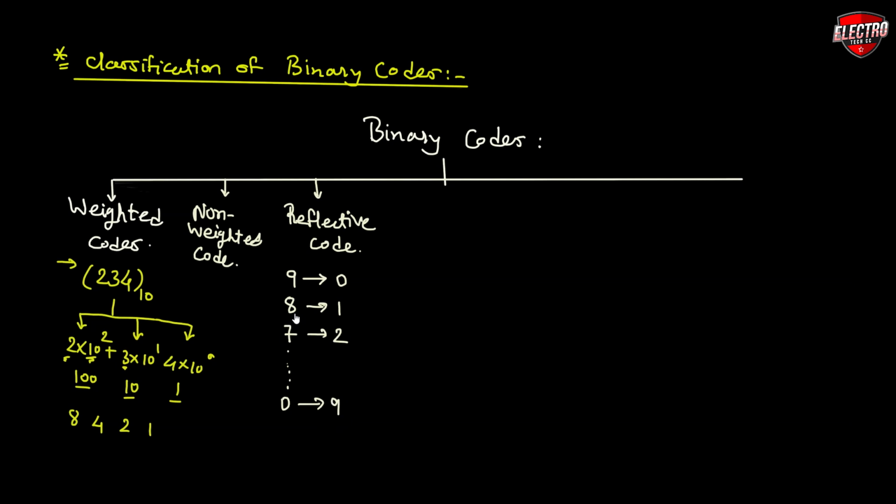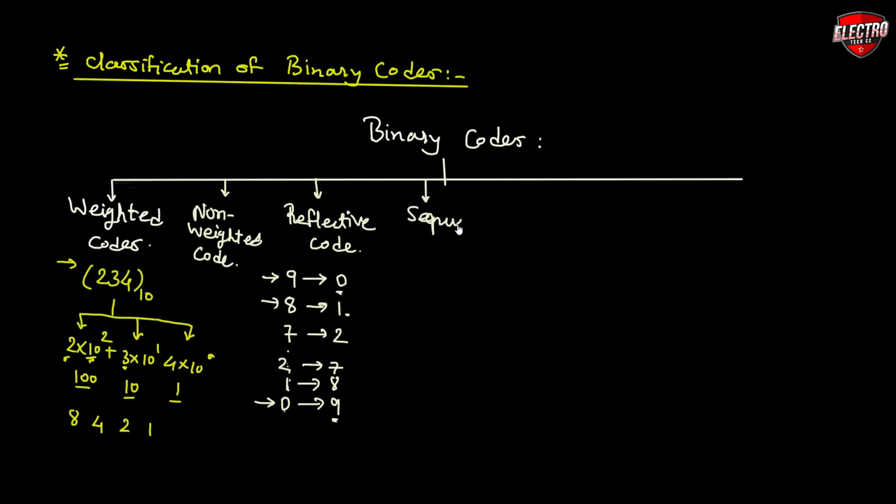So this one is a reflective code. The number 9 is encoded with 0. The number 8 is encoded with 1. The similar thing is done over here: 0 is indicated with 9, 1 with 8, 2 with 7. We can say that the given code is a reflective code. We have the numbers 0 to 9 and we have assigned a different number to each given number. So this code is known as reflective code.